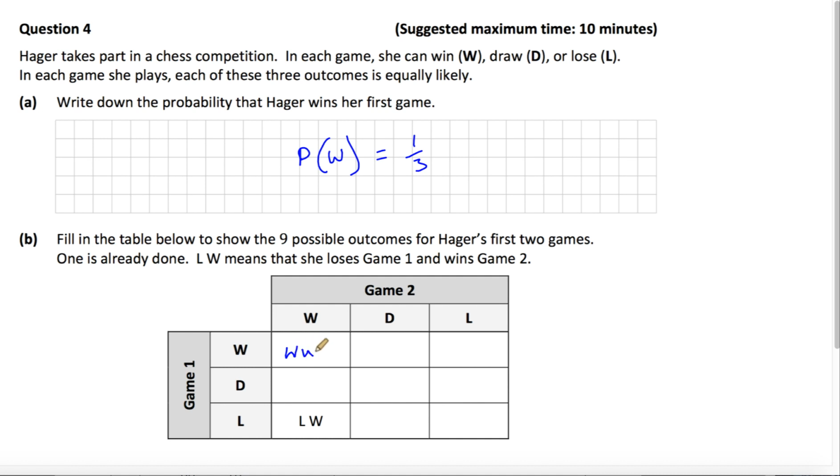She can win game 1 and win game 2, draw game 1 and draw game 2, lose game 1 and win game 2. This one's filled in. She can win game 1, draw game 2, draw game 1, draw game 2, lose game 1 and draw game 2. She can win game 1 and lose game 2, draw game 1 and lose game 2. She can lose both games. So that's the sample space filled in there.